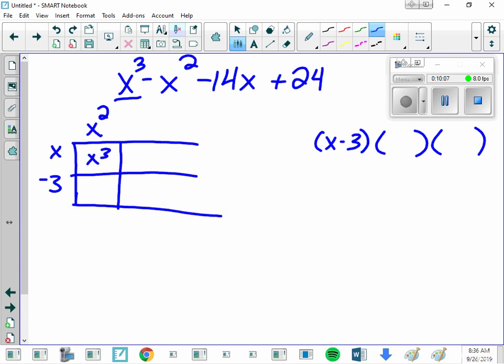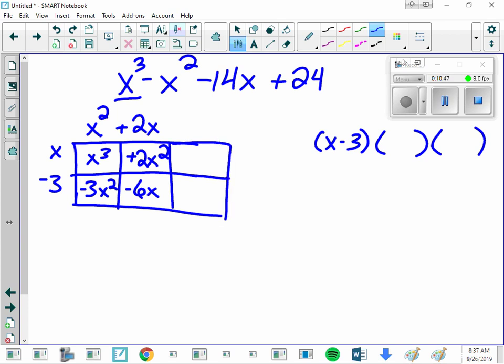Pull out an x, and I get x squared. X squared times negative 3 is negative 3x squared. Add a column. Negative 3x squared and the next square in the top need to add to be negative 1. So I need to add 2x squared. Pull out an x, and I am left with 2x. 2x times negative 3 is negative 6x. Add a column.